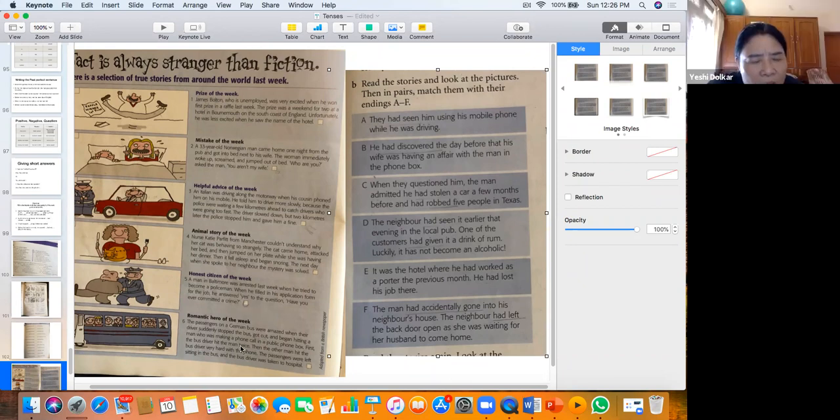Okay. Now the last one, romantic hero of the week. The passengers on a German bus were amazed when their driver suddenly stopped the bus, got out, and began hitting a man who was making a phone call in a public phone box.